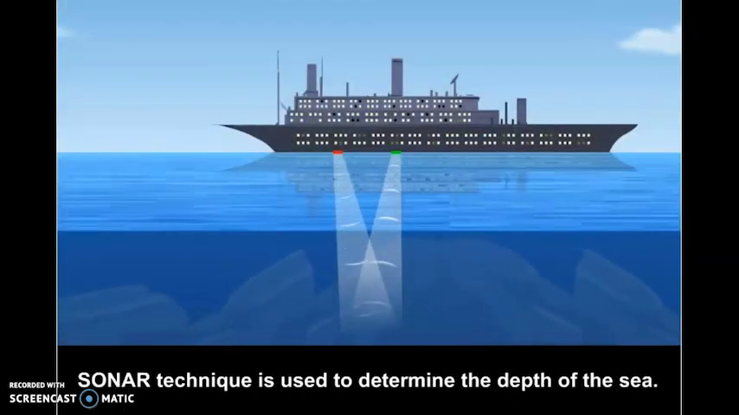Sonar is a technique used to determine the depth of the sea. In this way we can find the depth of the sea. Depth of the sea means the distance from the ship to the seabed. So if we calculate the total time taken, we then take half of the time taken. That half of the time taken multiplied by the speed of sound in water gives the distance. Distance is equal to speed into time. We can multiply and find the depth of the sea.